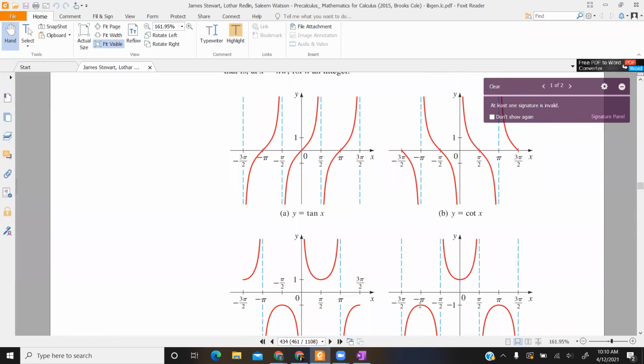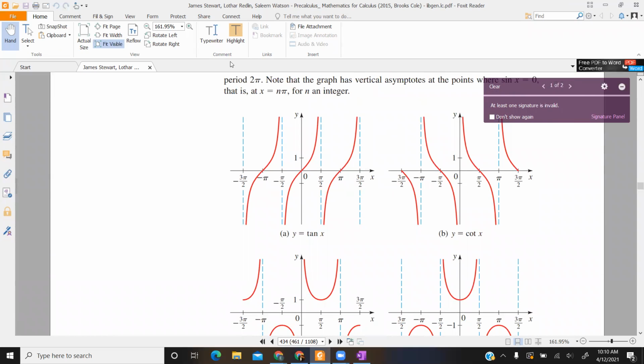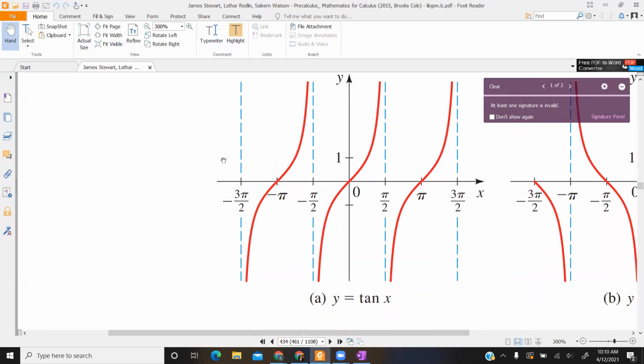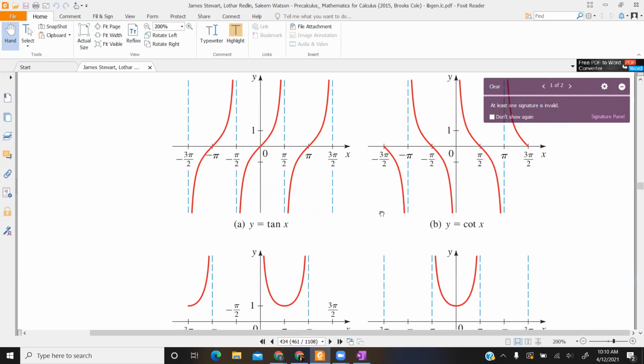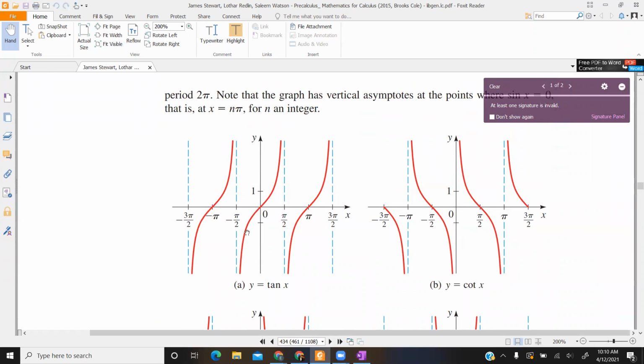And here is a graph on a larger scale. See how it repeats? So this is tangent right here. It just repeats in this way, and it repeats in that way. So really, for tangent, you just need to know what the graph looks like from negative pi over 2 to pi over 2. For cotangent, you really only need to know what its graph looks like from 0 to pi.